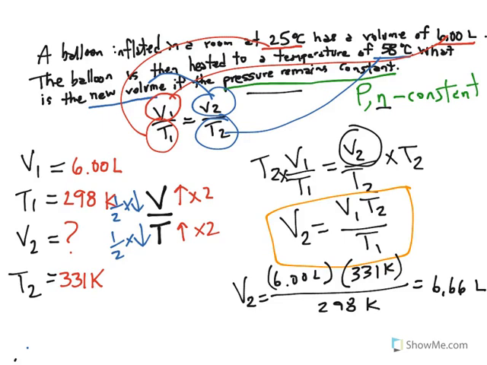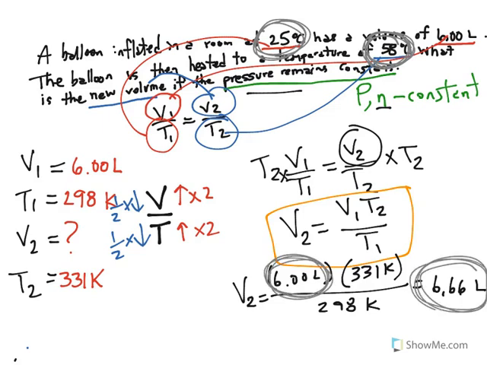That's how it works. So if we look at what happened, temperature went from 25 degrees Celsius to 58 degrees Celsius. So temperature went up. If it's directly proportional, we expect an increase in the volume. Well, it went from 6 liters to 6.66 liters. So we definitely had an increase.